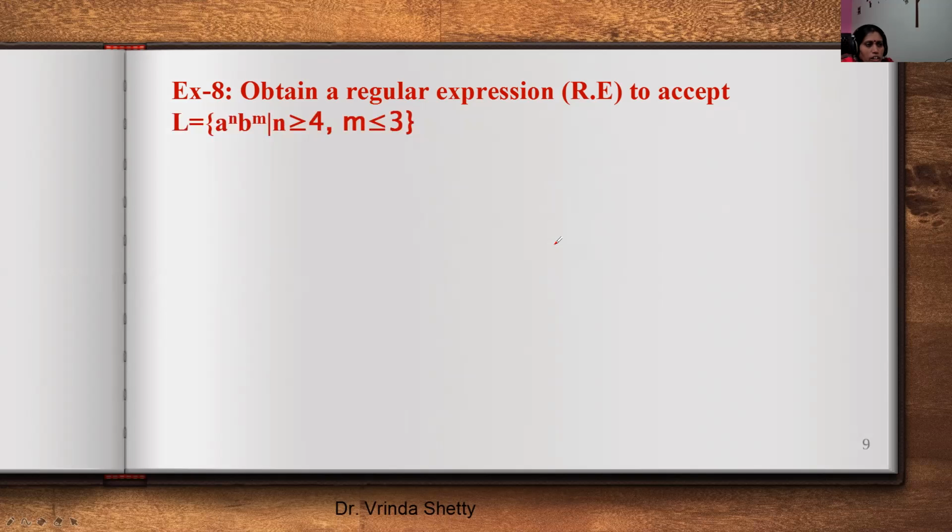Obtain a regular expression to accept a to the power of n, b to the power of m, such that n is greater than or equal to 4, m is less than or equal to 3. What does the question say here? The minimum number of a's is 4. The number of b's can be 0, 1, 2, or 3, less than or equal to 3.